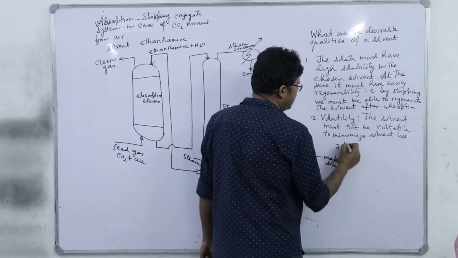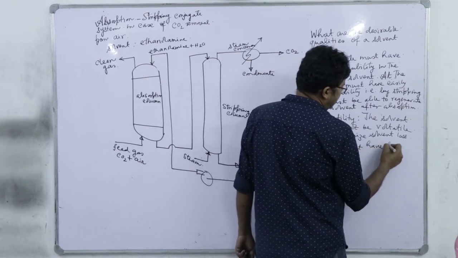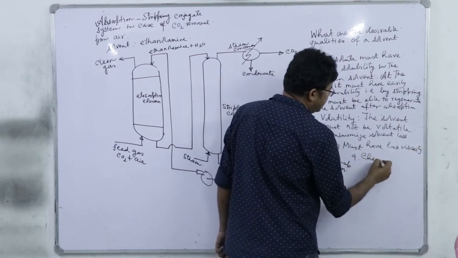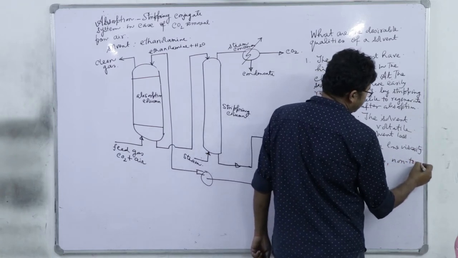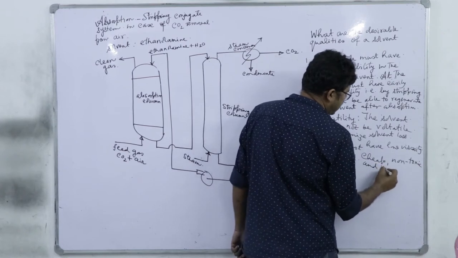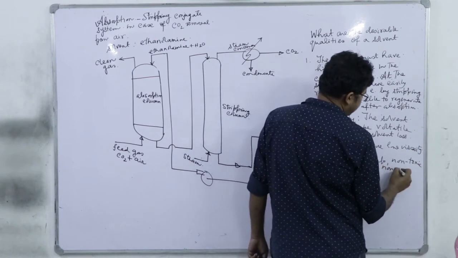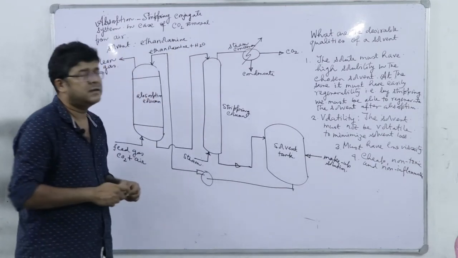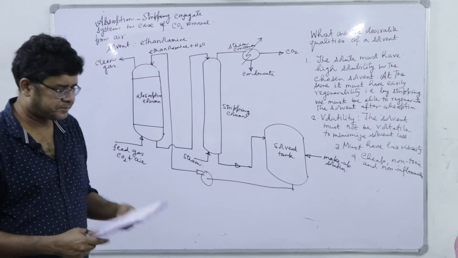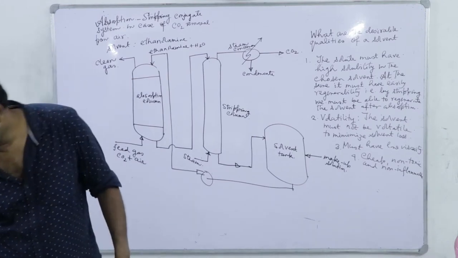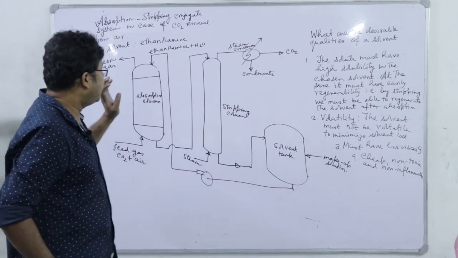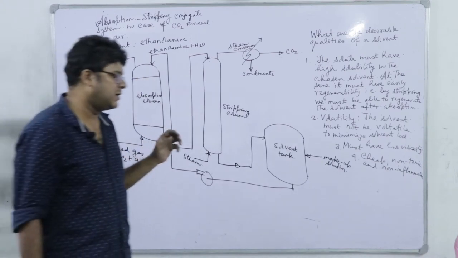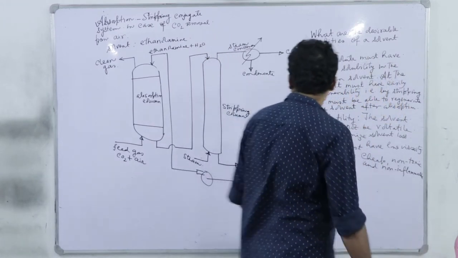Third, it must have low viscosity. Additionally, it must be cheap, non-toxic and non-inflammable. Right. So, these are the desirable qualities of a solvent. So, once we have selected the solvent, next, let's think about the structure of a design problem for absorption. Now, what do you mean by the structure? Structure means what will be given and what you have to find out.